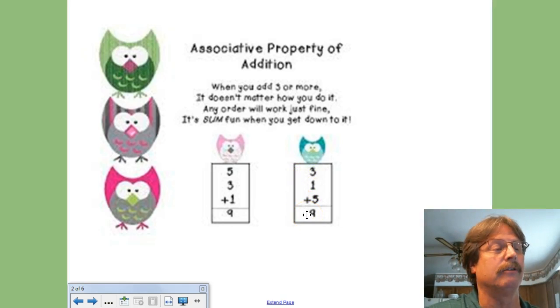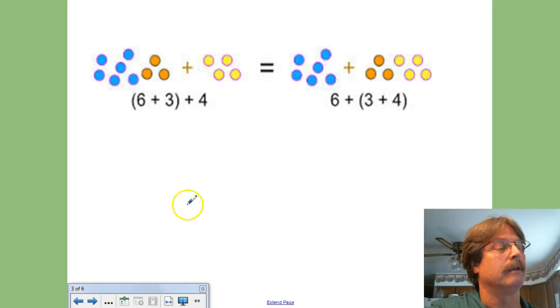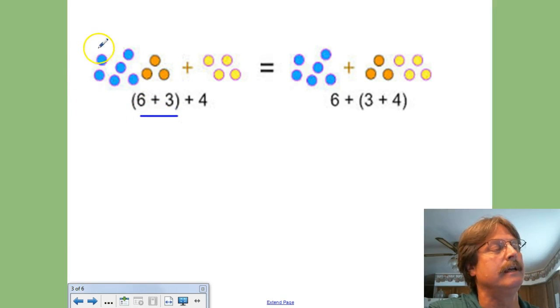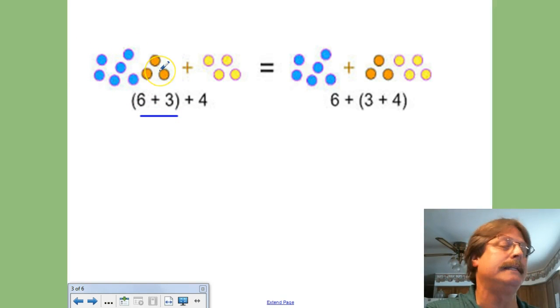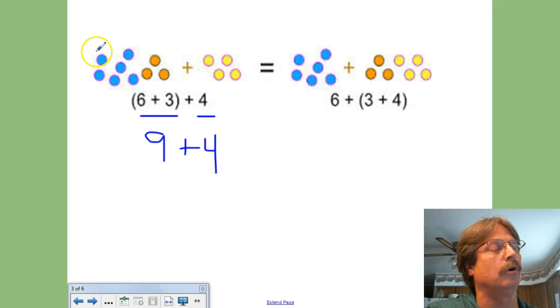So let's take a look at another example here. If we have this here, we have grouped together 6 plus 3. So there's 6 blue ones plus 3 tan ones. And then we add 4 more to it. If we did 6 plus 3, of course we know that's 9 if you counted them out. And if you add the 4, and count them all total, the 6 plus the 3 is 9 plus 4 more, and that's going to equal 13.